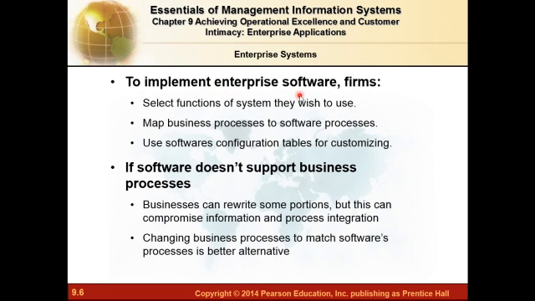To implement enterprise software, firms must select function of system they wish to use, map business processes to software processes, use software's configuration tables for customizing. If software doesn't support business processes, the businesses can rewrite some portion, but this can compromise information and process integration. Changing business processes to match software's processes is better alternative.